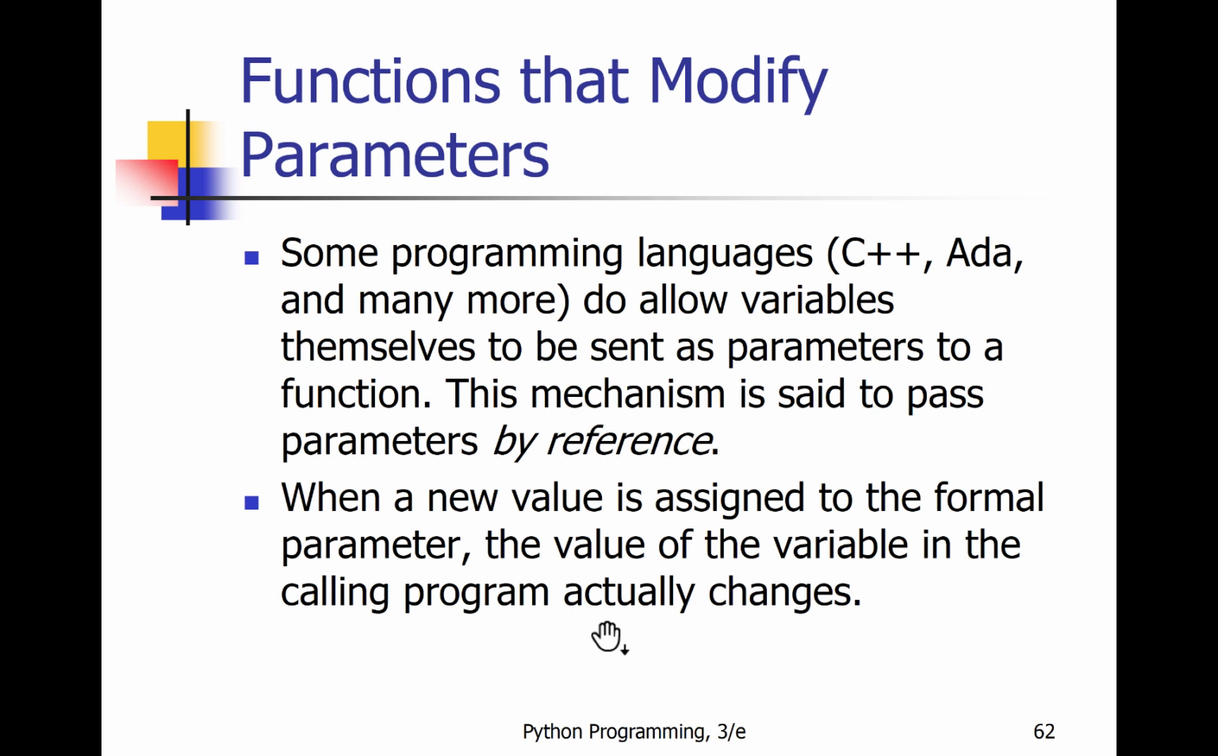Now, what would be an alternative to that? Well, some programming languages, C++, Ada, COBOL, PL/1, many more, do allow variables themselves to be sent as parameters to a function. This mechanism is said to pass parameters by reference. That's not what Python does. If you do it by reference, when a new value is assigned to the formal parameter, the value of the variable in the calling program actually changes. That's another architecture entirely. It doesn't work that way in Python.